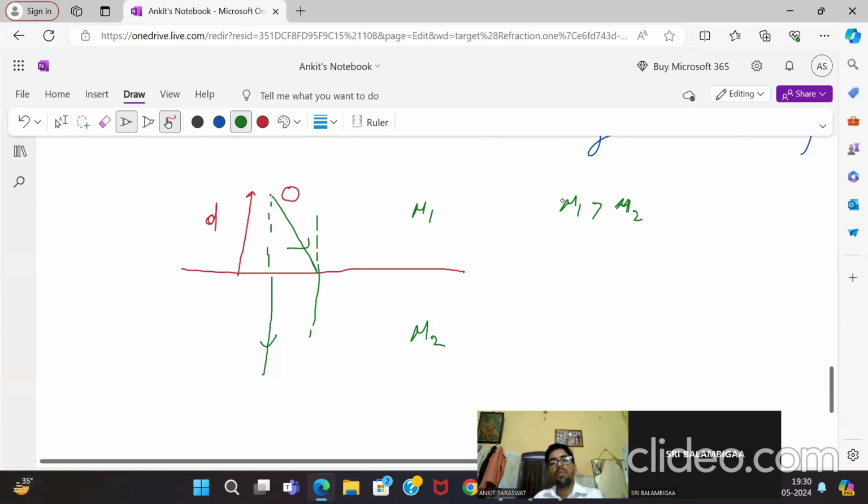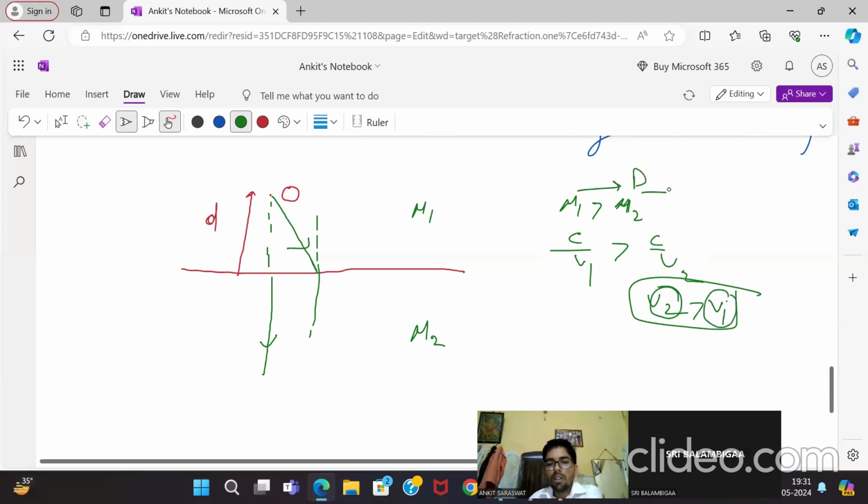Mu1 is more than mu2 means what? In which case is the speed less? V2 is greater than V1. The medium in which speed is more is rarer. The medium in which speed is less is denser. So mu1 is denser and mu2 is rarer. So the light is going from denser to rarer, so it bends going like this.